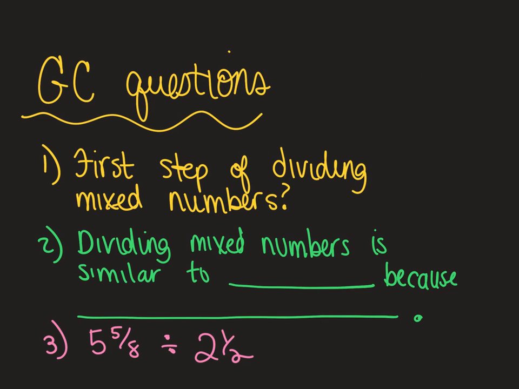Here are your Google Classroom questions. Question 1, tell me the first step of dividing mixed numbers. Question 2, type in this sentence: Dividing mixed numbers is similar to blank because blah, blah, blah. Question 3, actually do this division question.